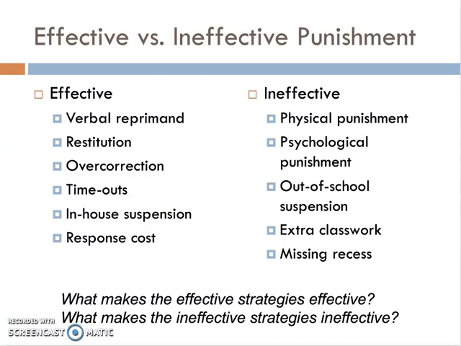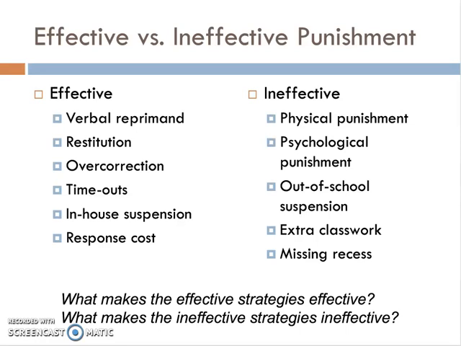Restitution is trying to pay back what someone is owed. In-house suspension is suspension in the school. Timeouts, you know what those are. Ineffective punishments are things like physical punishment, like hitting or taking food away or making somebody run laps.